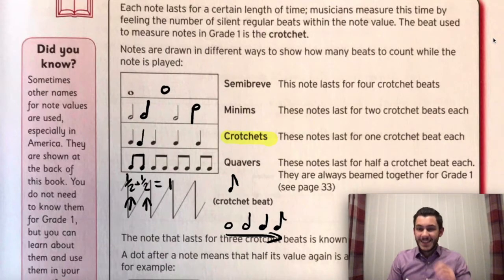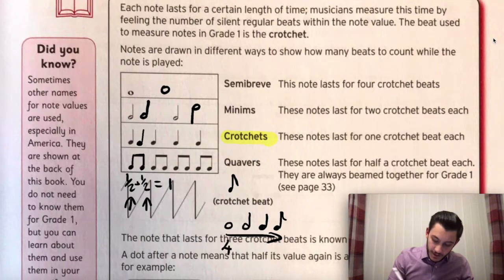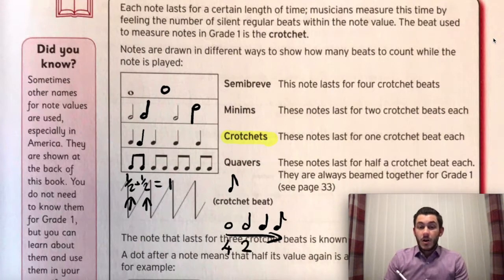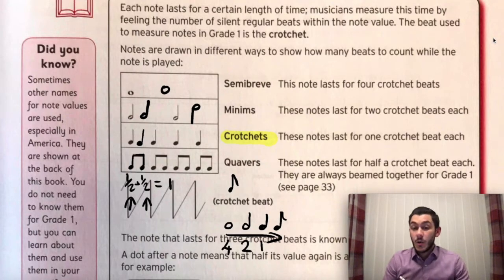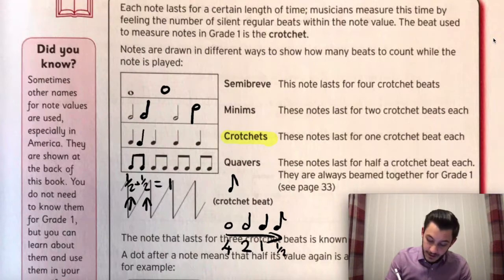But remember, semibreve is 4 crotchet beats. Minims are 2 crotchet beats. Crotchets are 1 crotchet beat. And a quaver is half a crotchet beat.